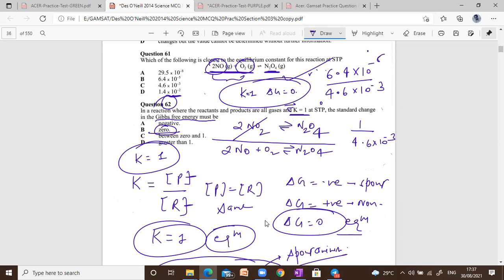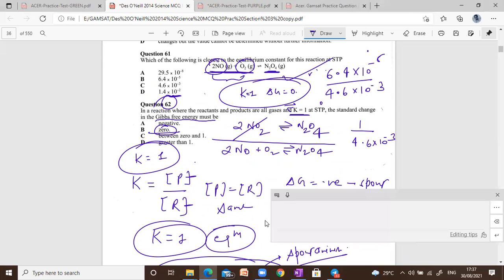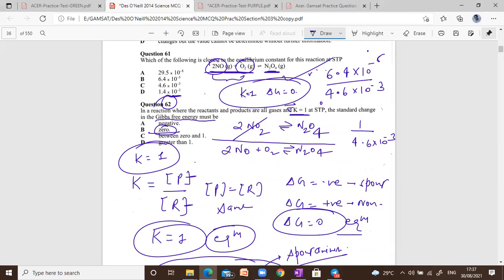Listen, K has only 3 conditions. It may be greater than 1, it may be less than 1, or it may be equal to 1. Only 3 possibilities K has. It will not be like 3, 4, okay? So it's greater, equal, and less. And I told you the condition. Note this.